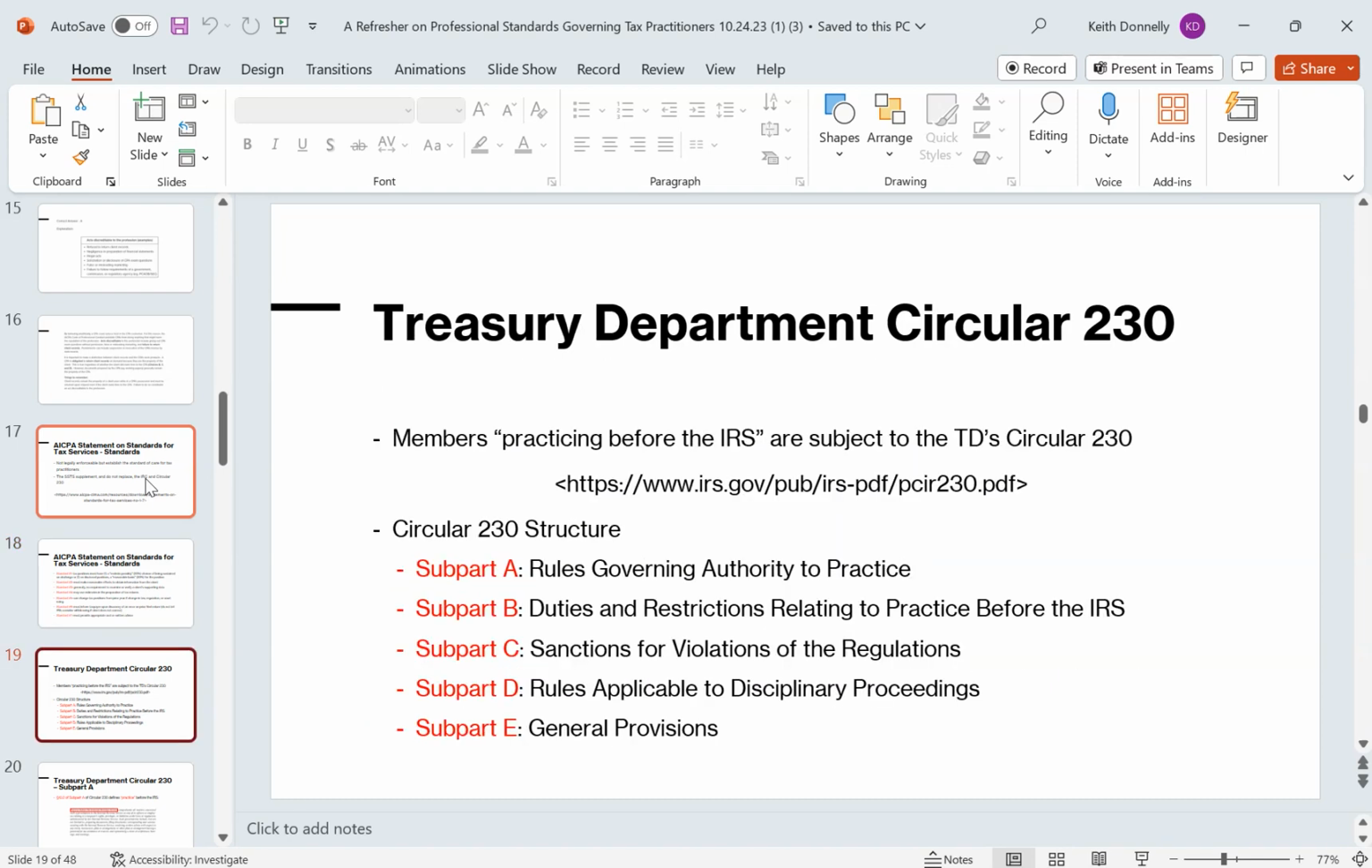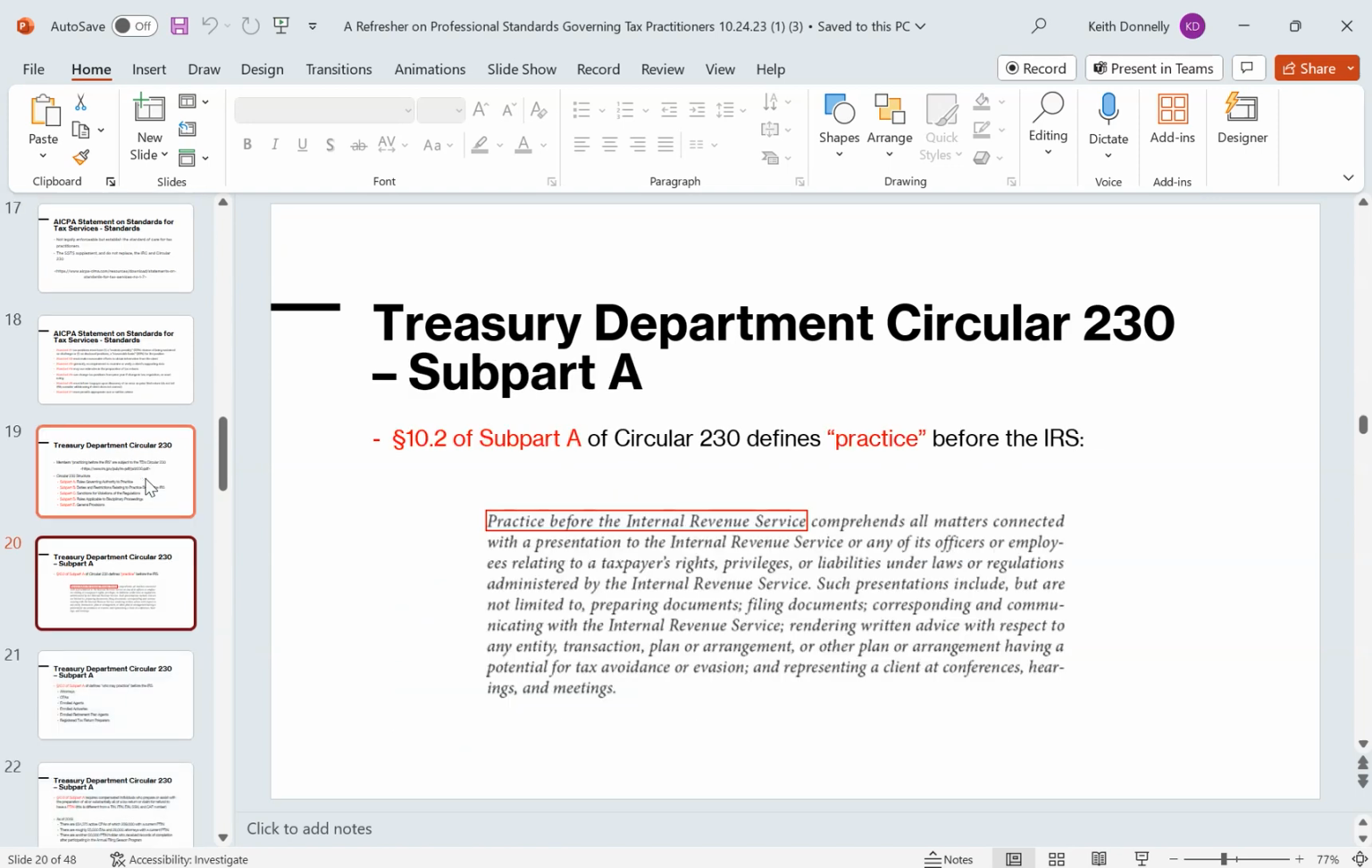All right, let's move to the Circ 230. So this is divided into 5 subparts, A through E. We're really going to be looking at A and B here. And A says, right, and what's kind of the point of the Circ 230? Well, this is basically giving rules, policies, and procedures for those who practice before the IRS.